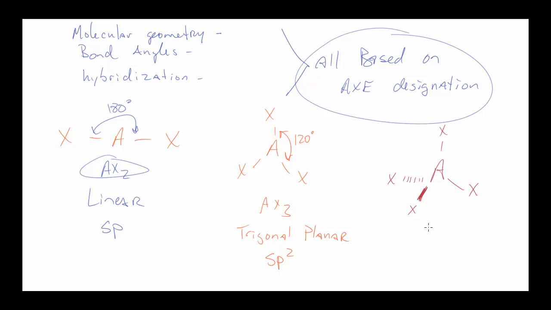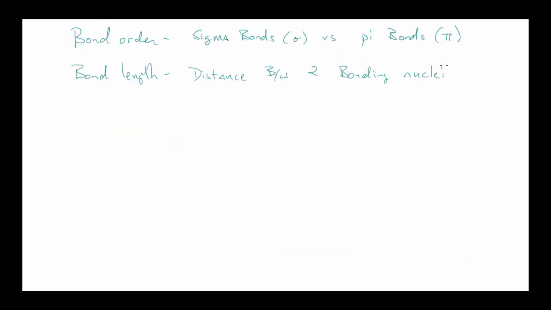So the AXE designation here would be AX4, right? The geometry would be tetrahedral. The hybridization, since I have 4 orbitals to hybridize, would actually be sp3, right? And notice the exponents add up to how many bond positions I need to get hybridized. And then the angle on this would actually be 109 degrees. Right? And so again, as soon as I had the AXE designation, I knew exactly what the geometry, what the hybridization, and what the bond angles were.